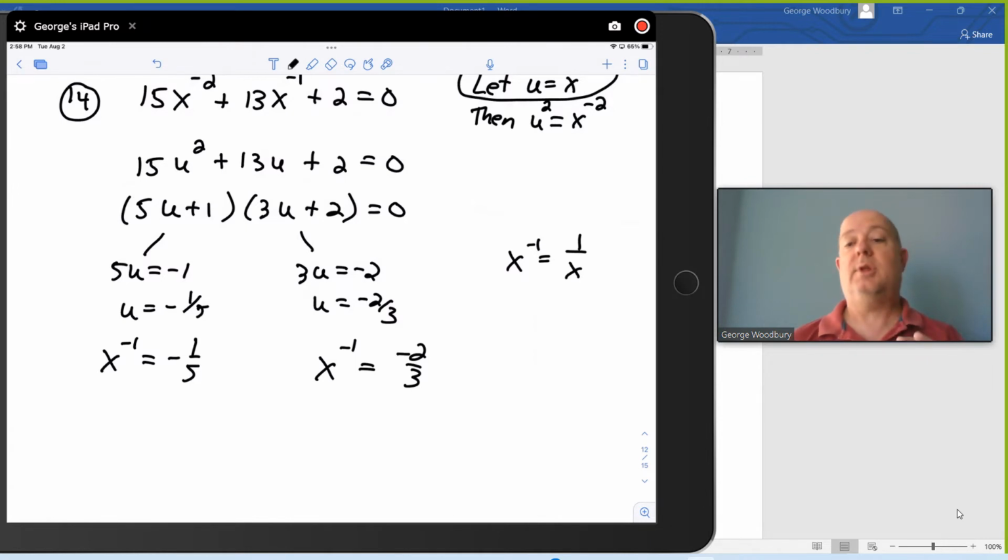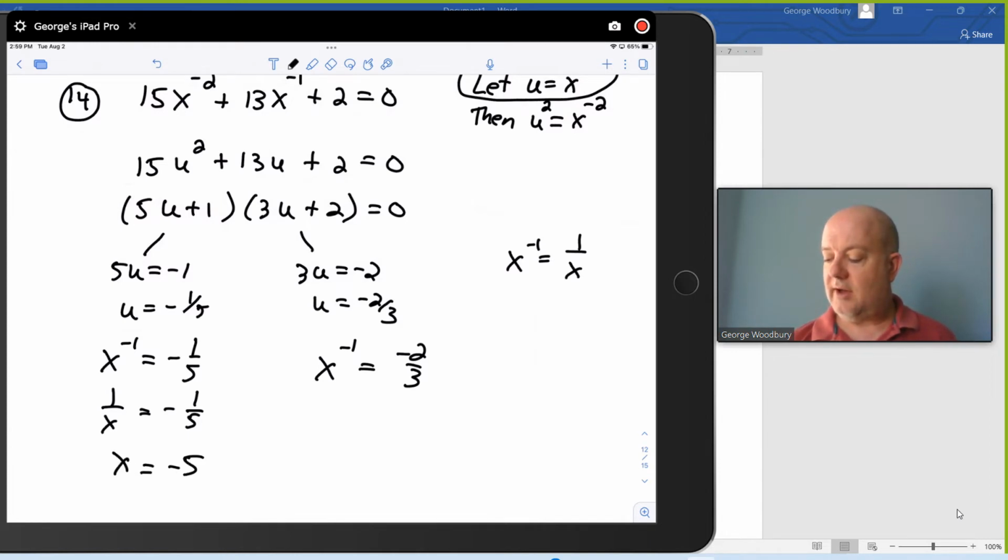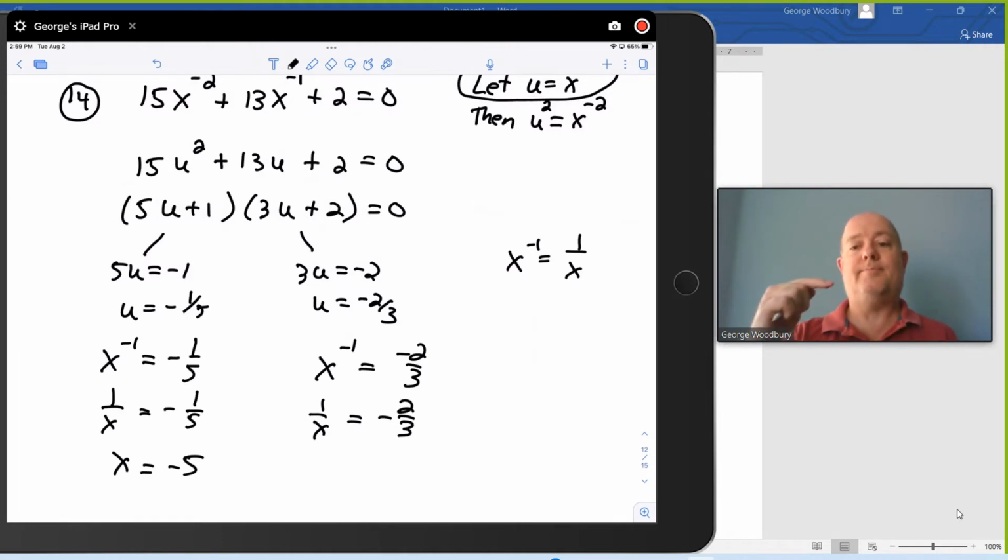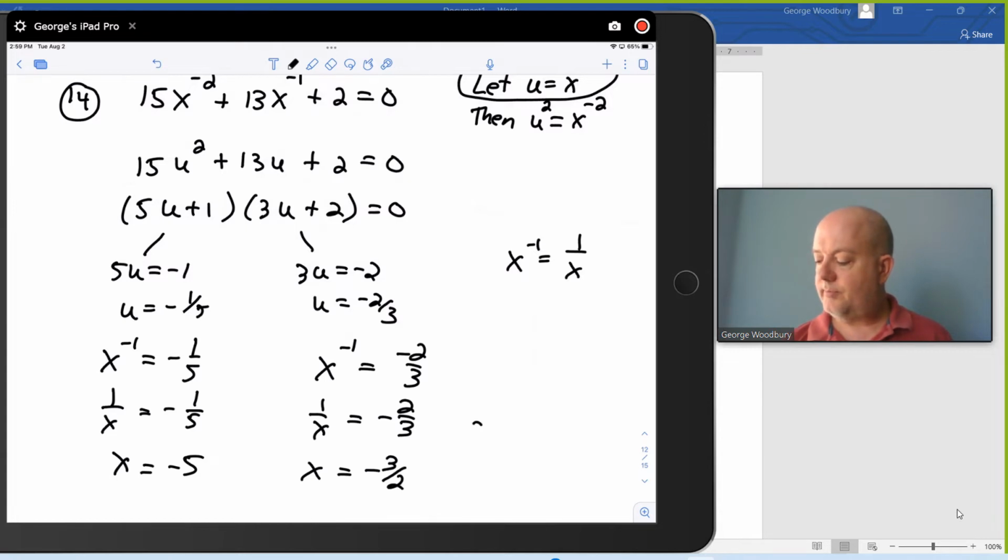So if we know that 1 over x equals negative 1/5, to find the solution, we take the reciprocal of both sides. x will be negative 5. If 1 over x equals negative 2/3, the reciprocal x would be negative 3/2. And by the way, here, because we had u being basically 1 over x, the only solution that would have been no good would have been x equals 0, which we didn't get.